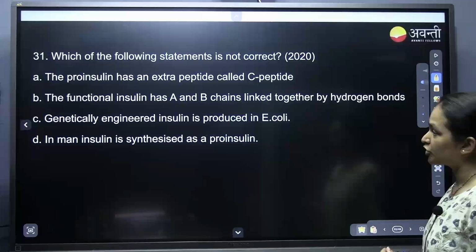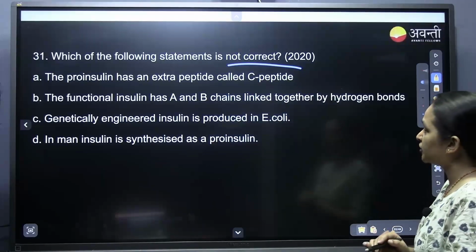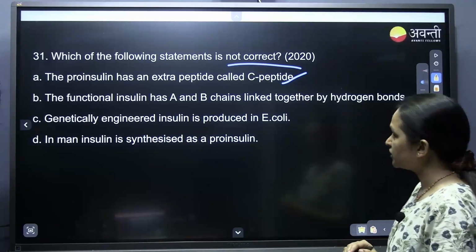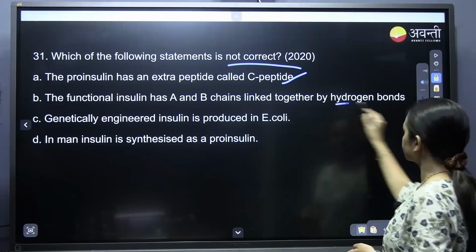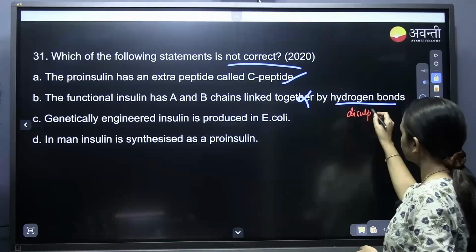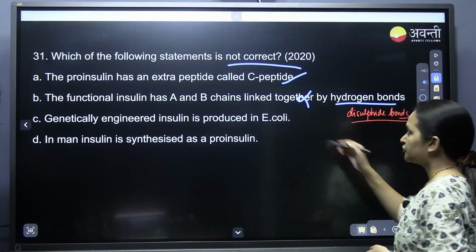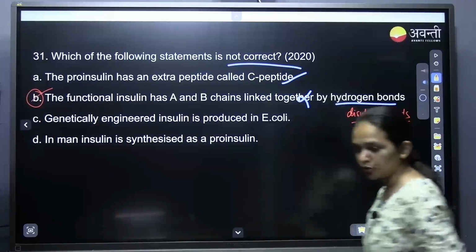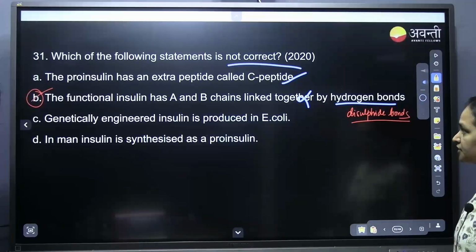Which of the following statements is not correct? We need to find the incorrect statement. The proinsulin has an extra peptide called C peptide. True. The functional insulin has A and B chains linked together by hydrogen bonds. It is disulfide bonds. So we got the wrong answer, that is the incorrect option. B for Bombay is the right answer.